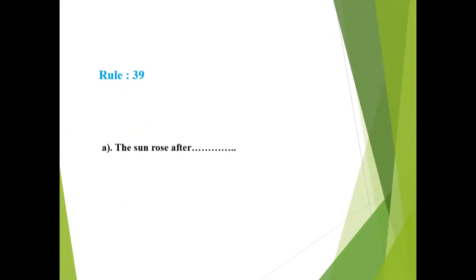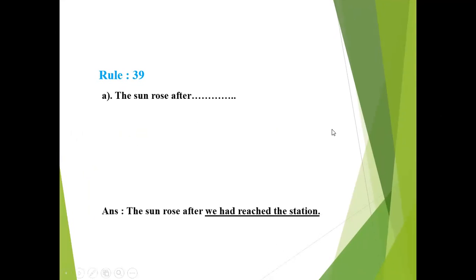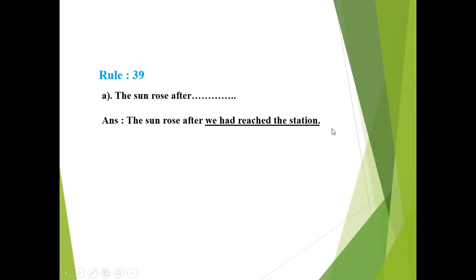Rule 39. The sun rose after dash. If there is past tense before after, past perfect tense will be used next. Here the sun rose is in past tense, so after that past perfect tense will be used. So the answer will be, the sun rose after we had reached the station. Here we had reached is in past perfect tense.